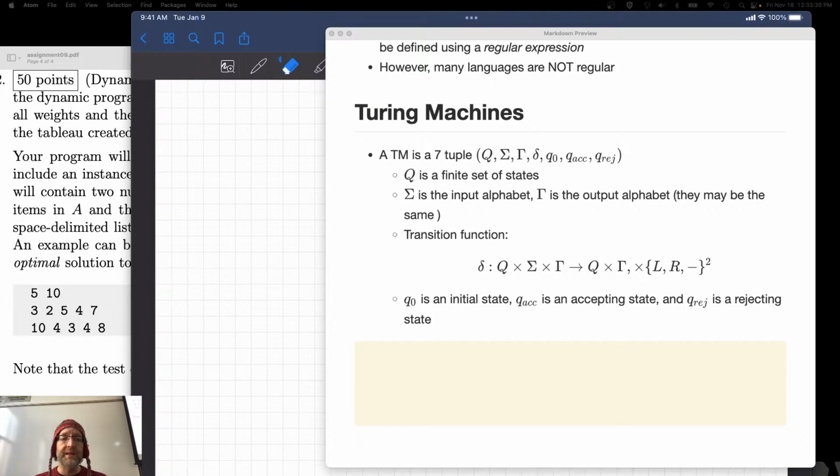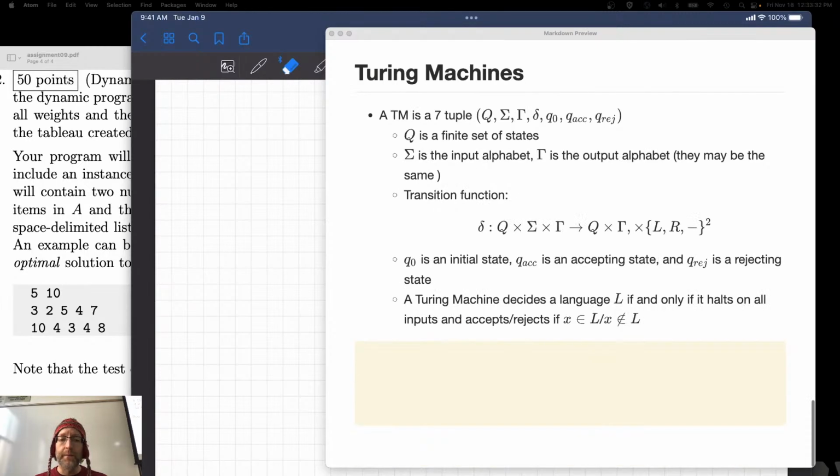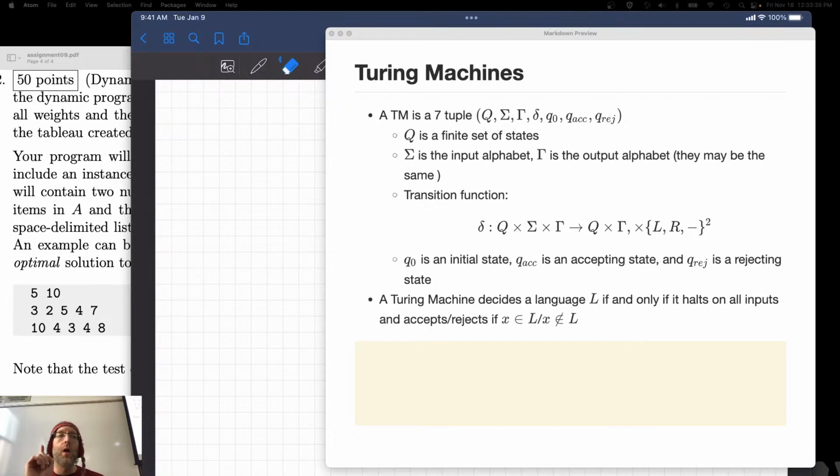A Turing machine decides a language L if and only if, one, it halts on all inputs. If you write a program and it results in an infinite loop, most of the time you don't want that to happen. Of course, you want loops sometimes, like an operating system or a game loop that continues until some external action kills it. A Turing machine is similar. You want it to be a finite program that actually executes and terminates at some point.